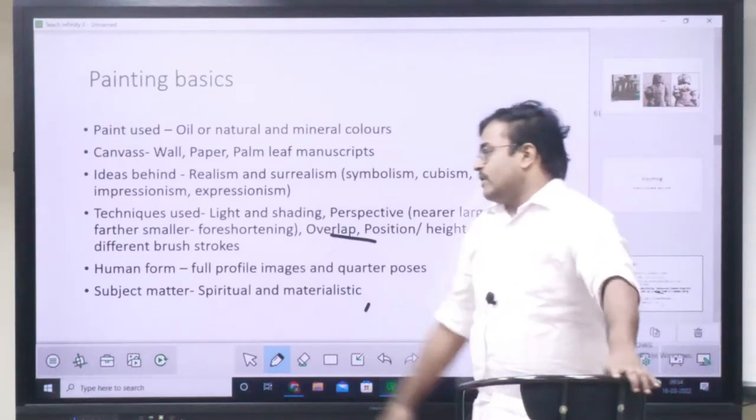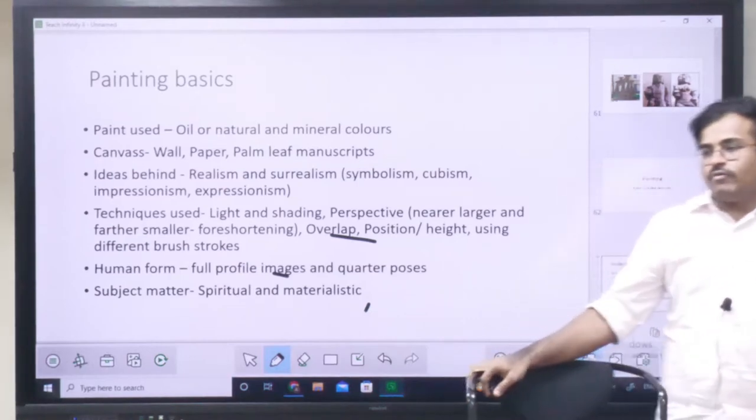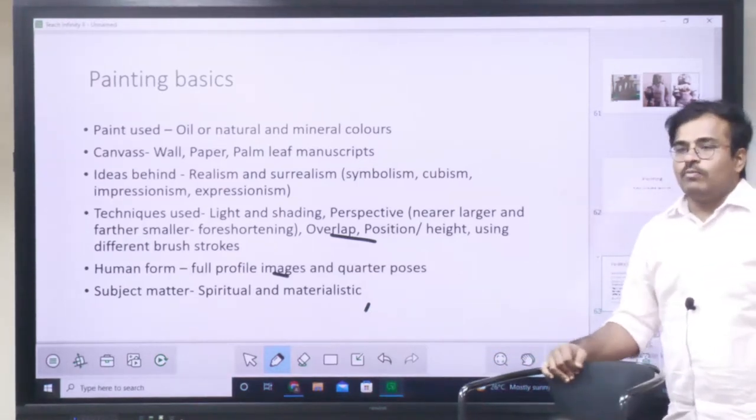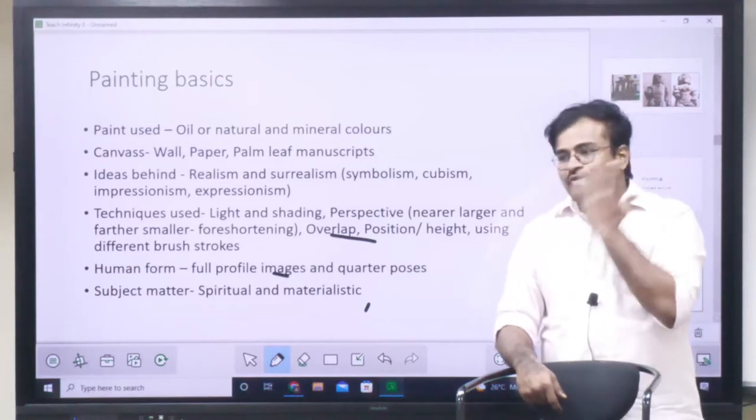Nature is given more importance. And when it comes to drawing of the human image, it can be drawn in multiple formats. One form is full profile images, as you can perceive me from here. This is my full profile face.